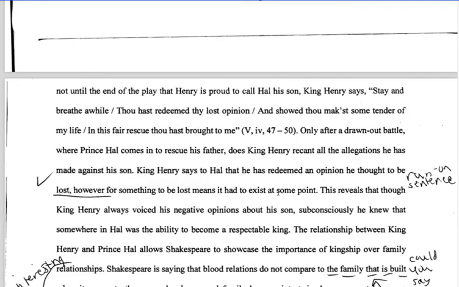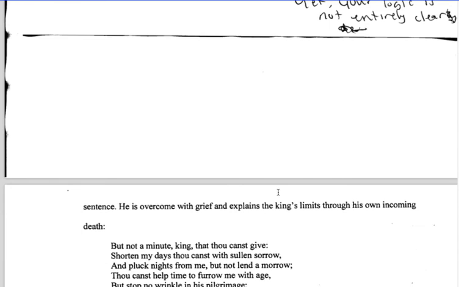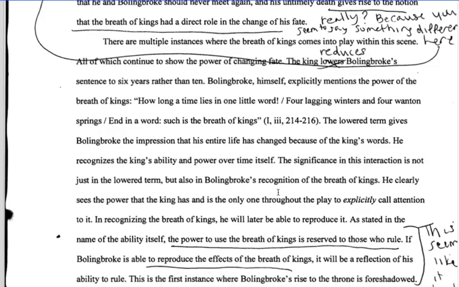Let me give you another example of good analytical work with the quote. This is a moment where the student talks about the breath of kings. We remember that moment from Richard II, right? There are multiple instances where the breath of kings comes into play within this scene, all of which continue to show the power of changing fate.